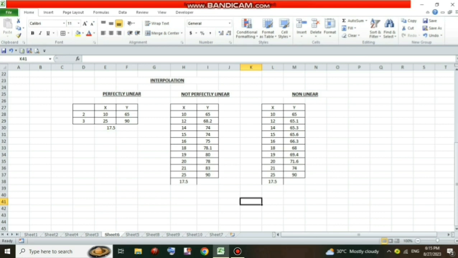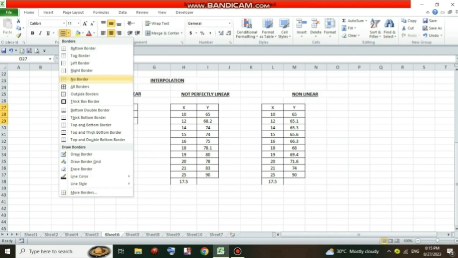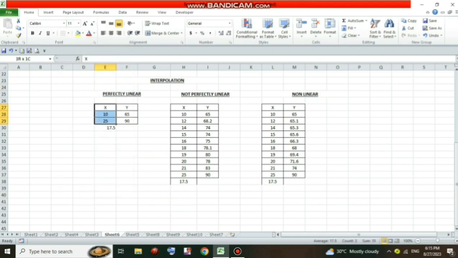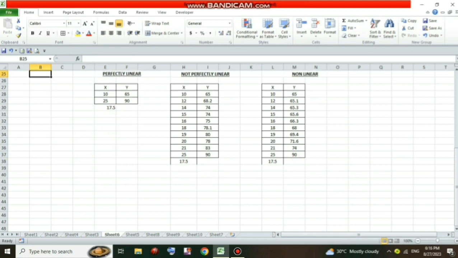And here you have to find out, I don't think this 2 comma 3 is required, so I'll just delete that. You have to find out what could be the value of y when the x value is 17.5. 17.5 comes in between 10 and 25, so that is nothing but interpolation. In table 2, between 10 and 25 there are many values, and you are going to determine the value of y for 17.5.